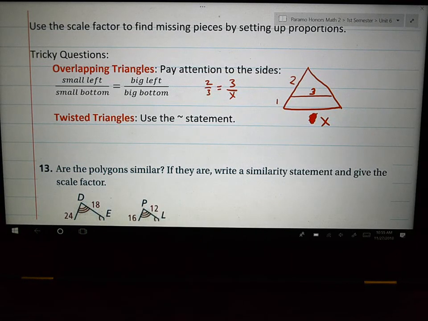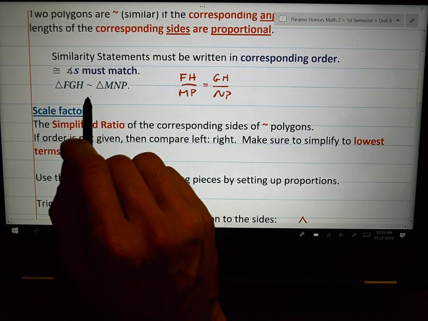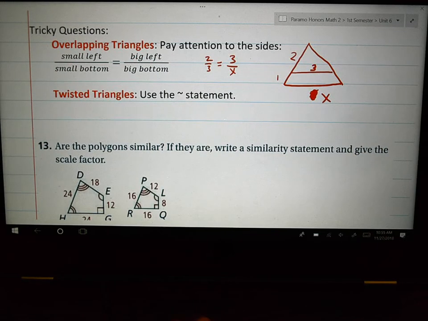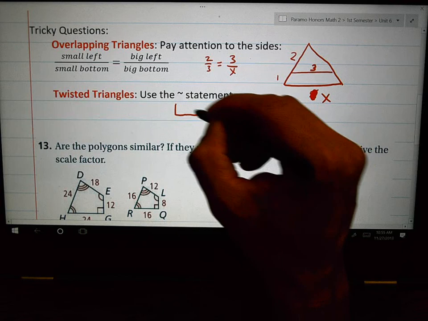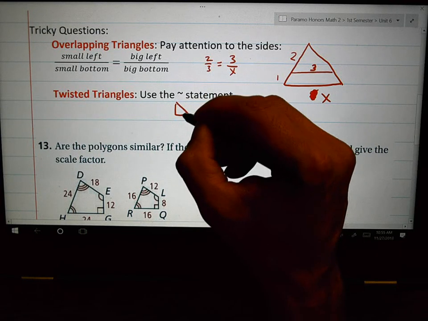Make sure you pay attention to full distances versus not full distances in the problems that you're setting up. And twisted triangles use the similarity statement. Sometimes you're just going to need to look at this statement to set up your proportions. The way the twisted ones work is a lot of times you'll have a small and then they might twist into a big one, something like this.